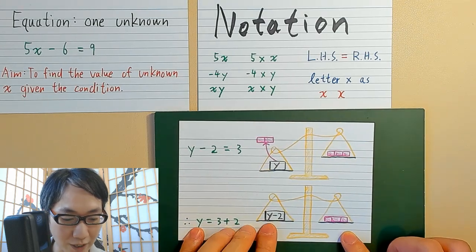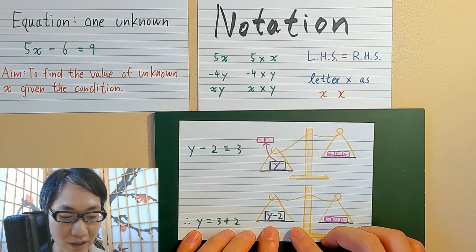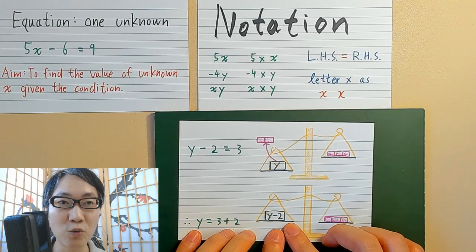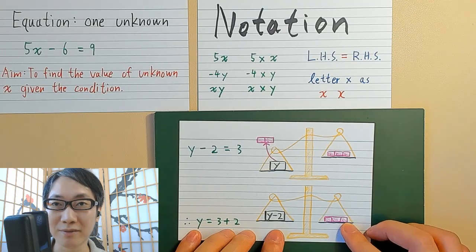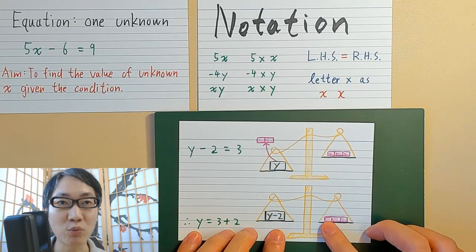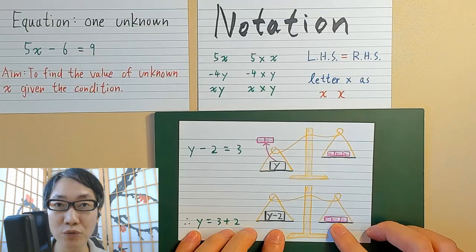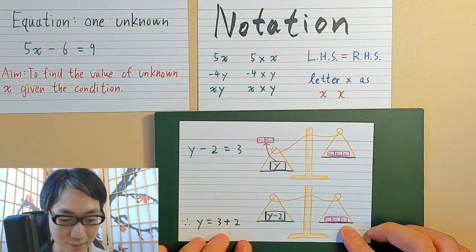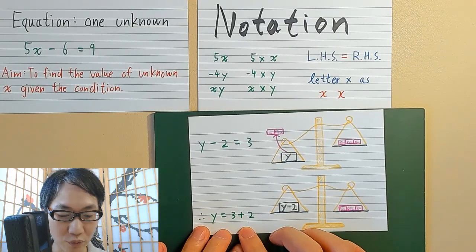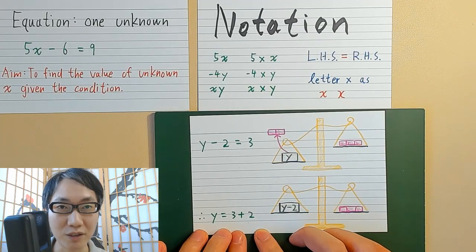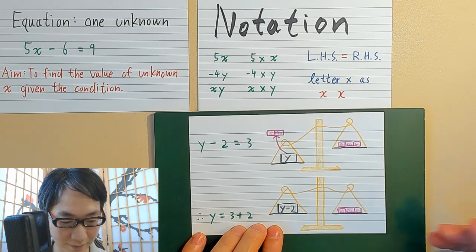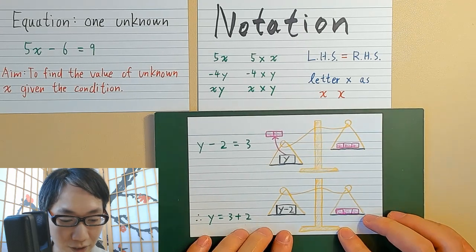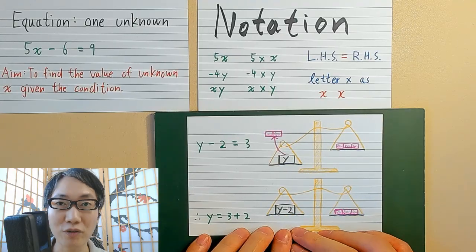Then how do we find y? Since taking away 2 from y is equivalent to 3, y is 5, right? Because if we take away 2 from 5, it is 3. And the way we figured it out is that we add 2 to 3. So y is equal to 3 plus 2, which means y is equal to 5, positive 5. So this is how we solve the equation.